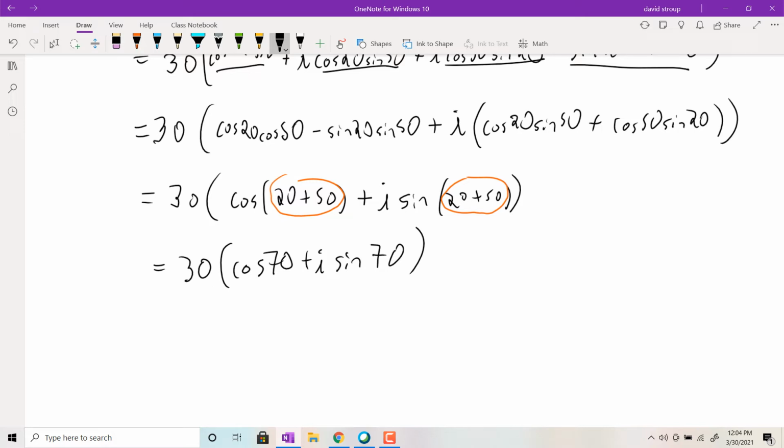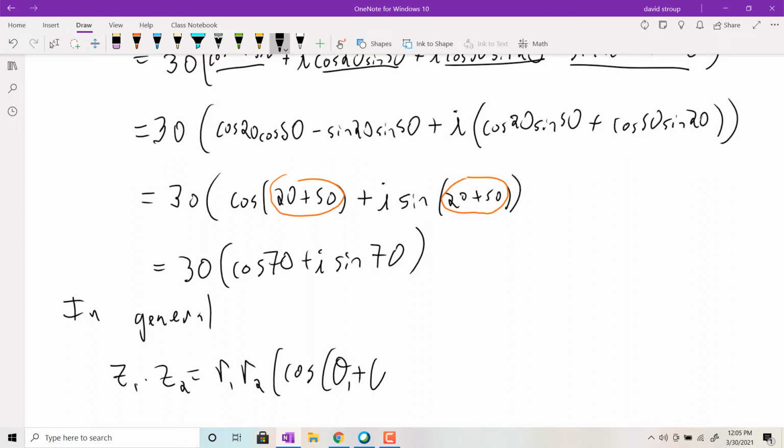Okay, so in general then, if we have Z1 times Z2, that'll equal the modulus from Z1 times the modulus from Z2 times cosine of the argument from Z1 plus the argument from Z2, plus i times sine of the argument from Z1 plus the argument of Z2.